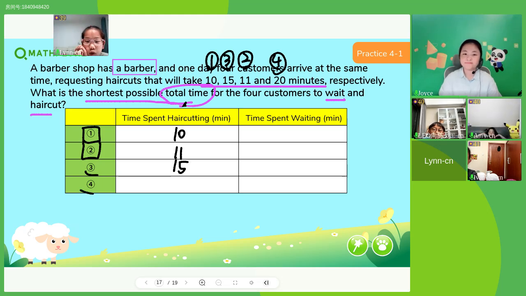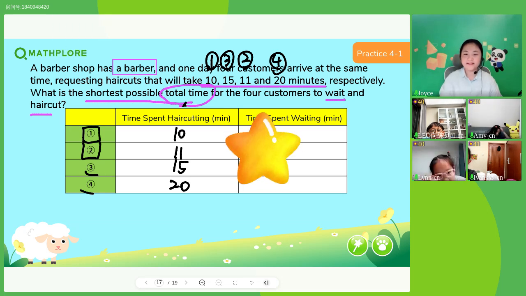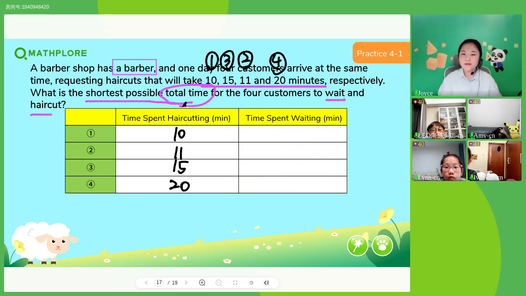And so the last one? You need to say 10 plus 11 equals 20. Wait a second. We just try to analyze how many minutes they need, okay? Now we have 20 minutes for the last person, right, Ling? Thank you. Okay, and now what about the waiting time, everyone?